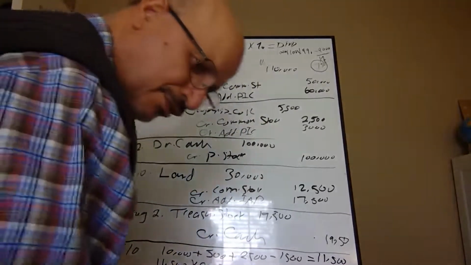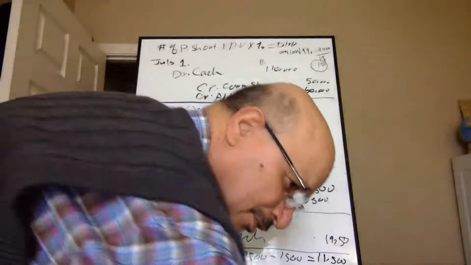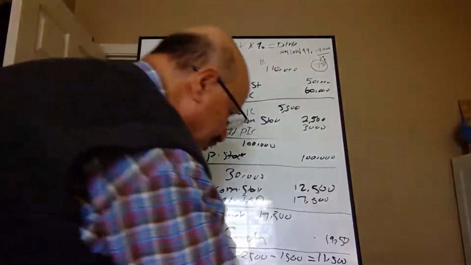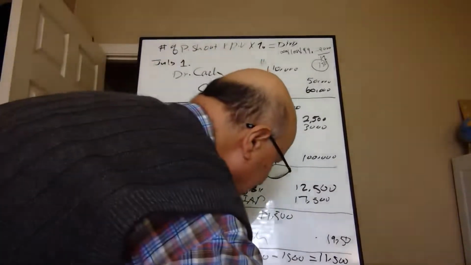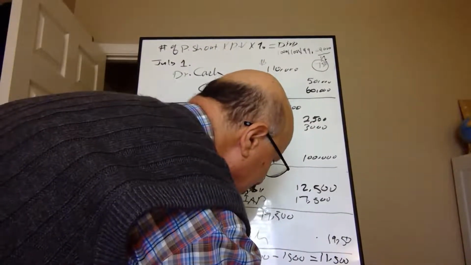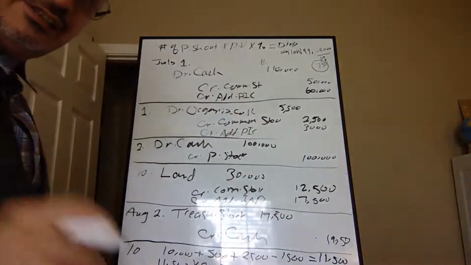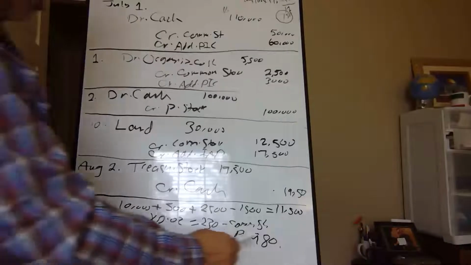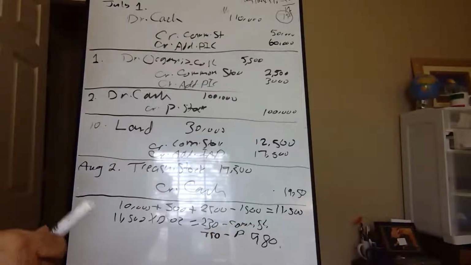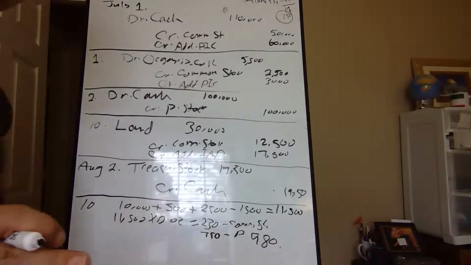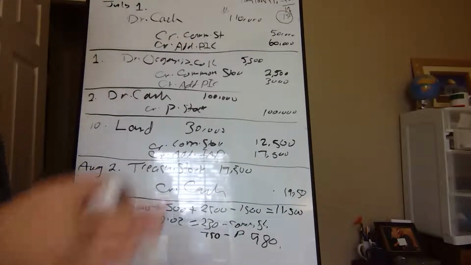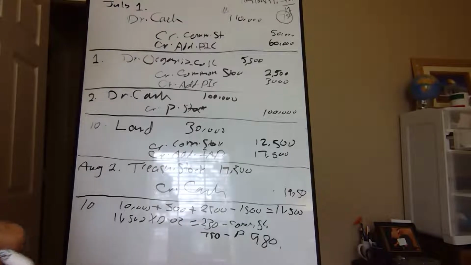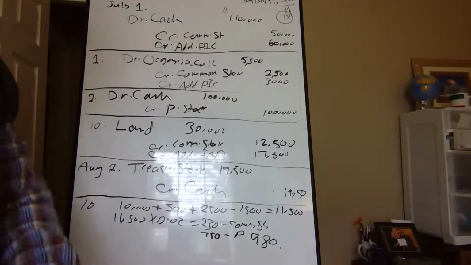Let me make sure. $980. $230 for the common shares and $750 for the preferred shares, and they add up to $980.